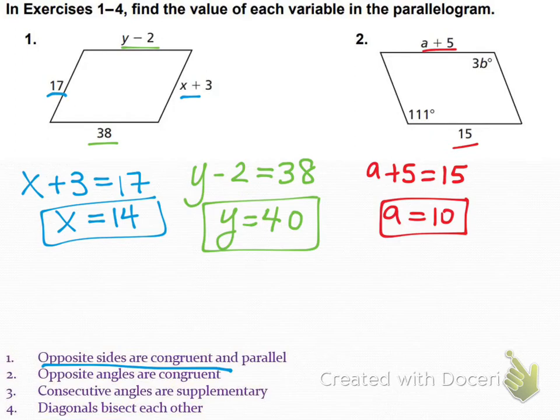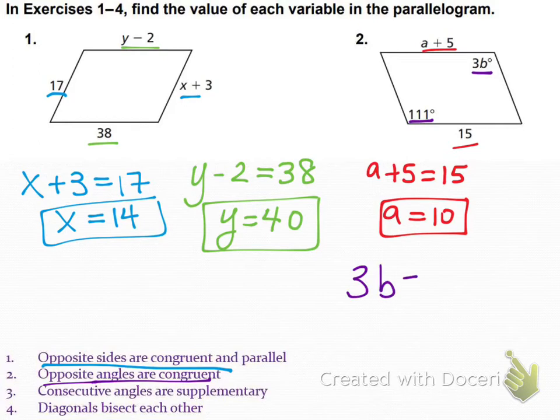All right, then we can look at B. Is it a side, an angle, or a diagonal? It is an angle. So we're given 3B degrees, and we're given 111. So we need to decide if they're opposite or consecutive. They are opposite, which means that they are congruent.